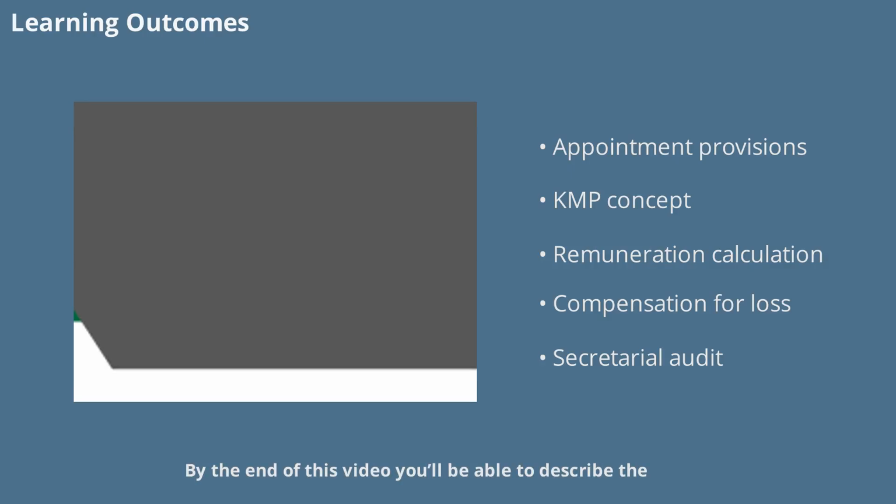By the end of this video, you'll be able to describe the legal provisions for appointing managing directors, whole-time directors, and managers. You'll also understand the concept and appointment process for key managerial personnel, calculate profits for managerial remuneration, and explain compensation for loss of office. Additionally, we'll discuss the functions of the company secretary and the requirements for secretarial audit. These outcomes will equip you with the knowledge to navigate managerial appointments.